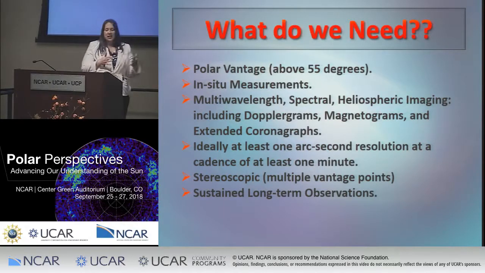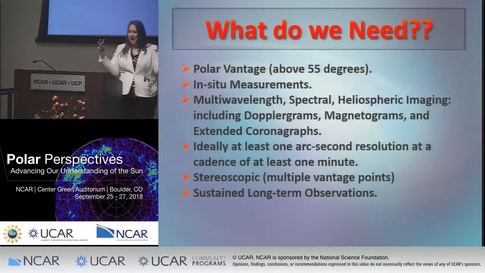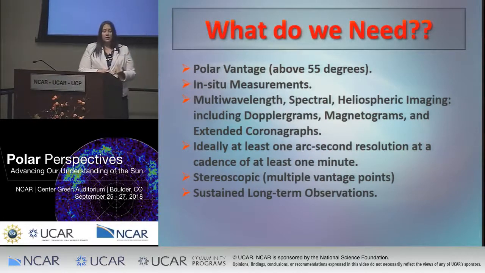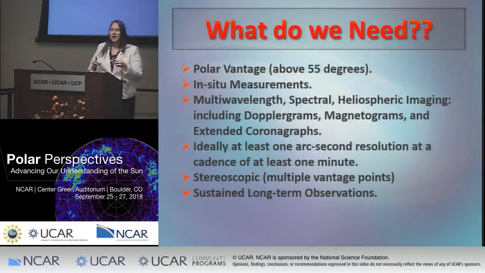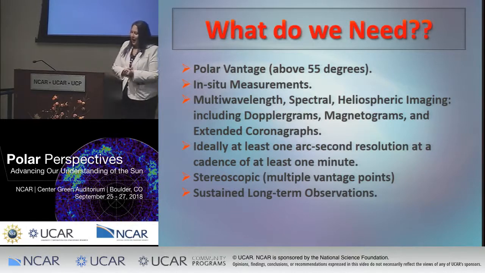We need multi-wavelength spectral heliospheric images. We want to see the entire sun. And these should include Dopplergrams, magnetograms, and even extended coronagraphs. I think we really want to see that seat of the Parker spiral and how those co-rotating interaction regions are interacting with one another.